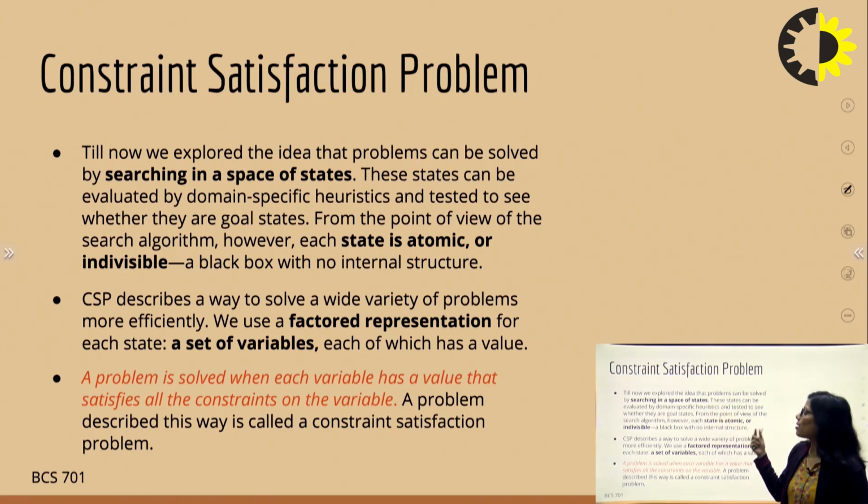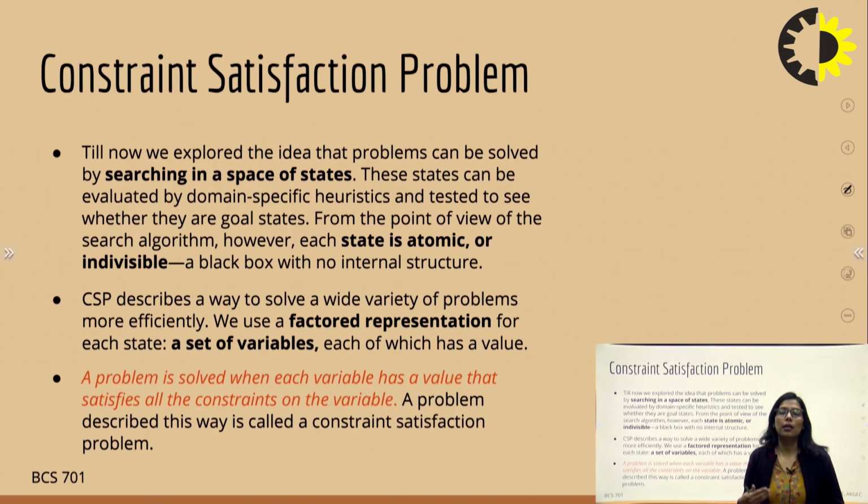Now, these states can be evaluated via domain-specific heuristics. So, depending upon the type of search technique that we are using, we use the heuristics and we check whether the state that we have reached is a goal or not. So, in the spaces of states, we were searching for a state, and each of these states was atomic or indivisible. We were considering each state as a black box, and we were just trying to find out our goal state amongst all the possible states that were present in my search space.